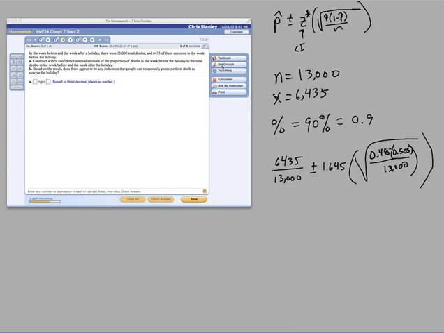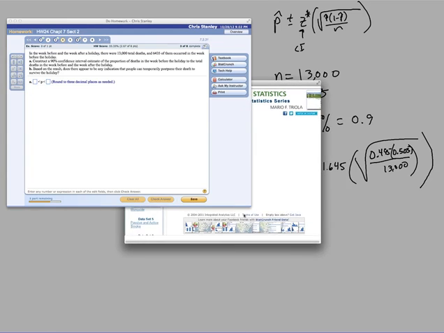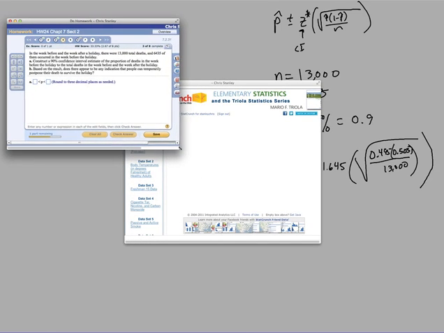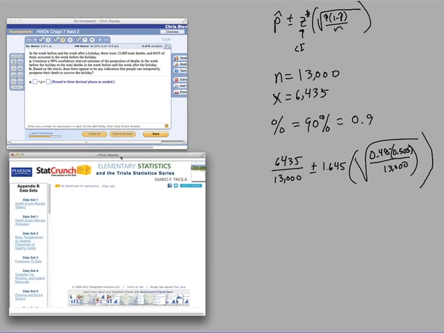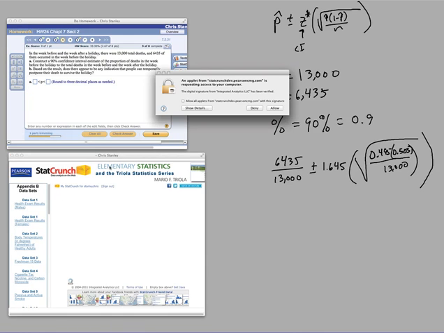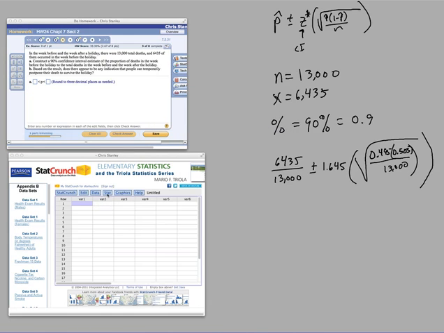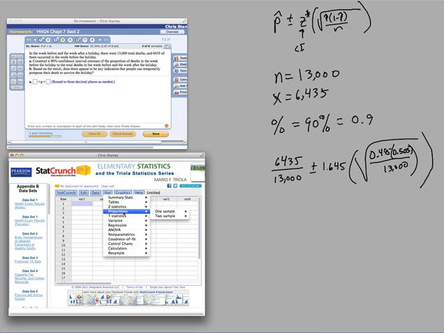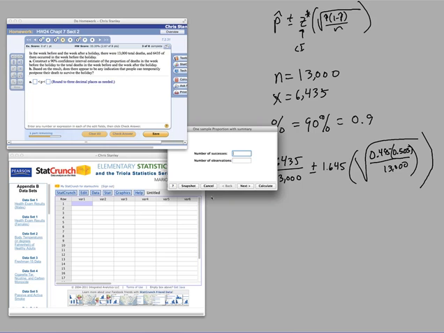So what we want to do is use StatCrunch to make it a little easier on ourselves. Hopefully this comes up quick. I'm going to go Stat, then Proportions, one sample, With Summary. We don't have data. If they gave us data, it would be a bunch of yeses and nos. The number of successes, that's 6435, that's x. Number of observations is my sample size. How many did I sample?